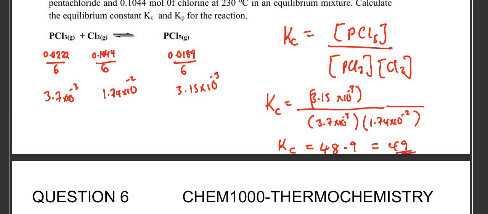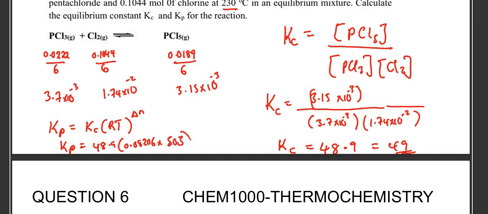So if this is your Kc, you know what your Kp is going to be. Kp is equal to Kc (RT) to the power delta n. Your Kp is going to be your 48.9. Your R here is 0.08206. Your temperature is supposed to be in Kelvins, so we just say 230 plus 273. That's going to be 503. Then there's a 1 here minus 2. This is 1 plus 1, right? Your delta n is just 1 minus 1 plus 1, which is just negative 1.